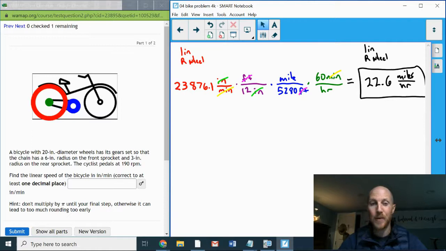Which brings us to part B. Convert that linear speed into miles per hour. So I took my previous answer in inches per minute, converted the inches into feet, converted the feet into miles, and then I chose to do my time conversion last, converted from minutes to hours. Final answer, 22.6 miles per hour. It's a pretty good speed for a bike.